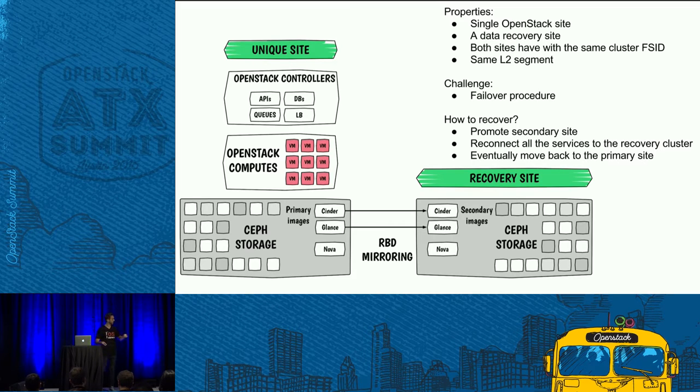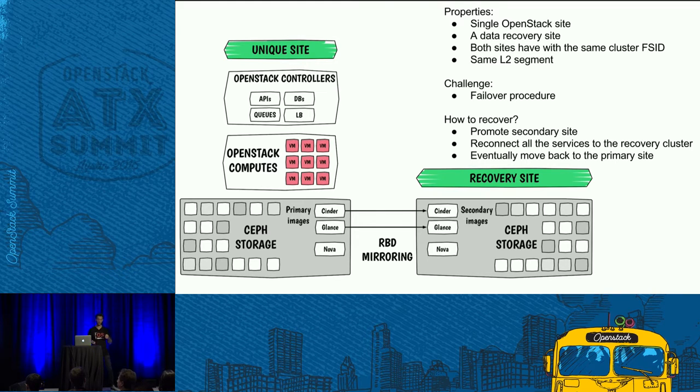So now if we get back to the design, we assume, of course, that we use the same L2 segment just to make sure that you can properly do the replication and set it up. It's not a real challenge, but the failover procedure, if you follow the properties of the design, should be really easy. Let's take the example where your Ceph cluster goes down, and you don't have any storage available on site one.